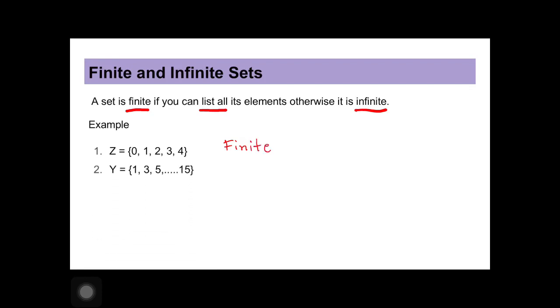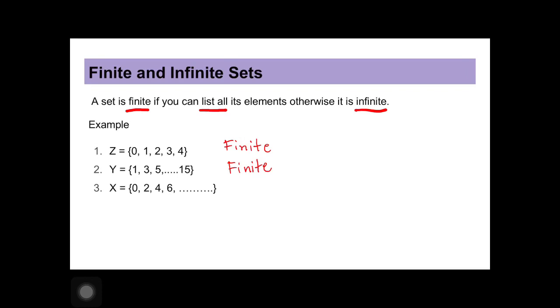Number 2. Y is equal to 1, 3, 5, and so on until 15. In this manner, you are going to stop at 15, so you can know the numbers. So that is also finite. From 1, 3, 5, what's the next number? 7. What's the next number? And so on. You stop at 15. So that is finite.